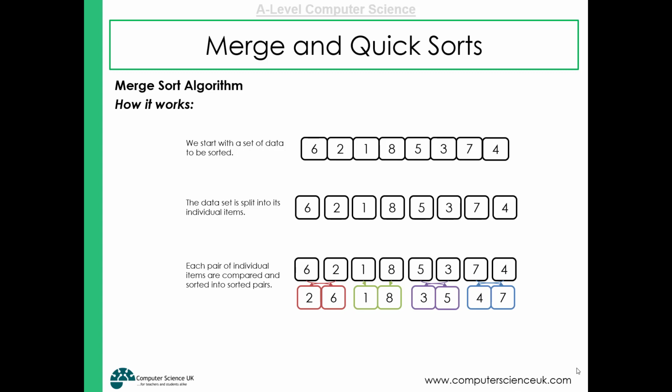So it will begin by looking at each pair of individual items, compare the items and order them, putting them into a new subarray of twice the size. Here you can see that the 6 and the 2 are compared and they are put into a new array where they are in the order of 2 and 6. The 1 and the 8 are then compared and they are paired together in their own array in order, and that happens for all the items that have been split up into individual values.